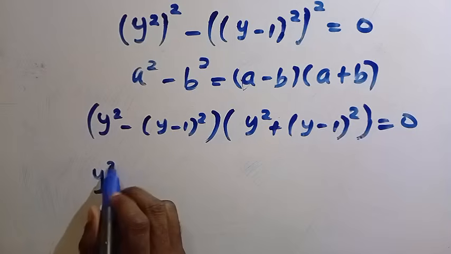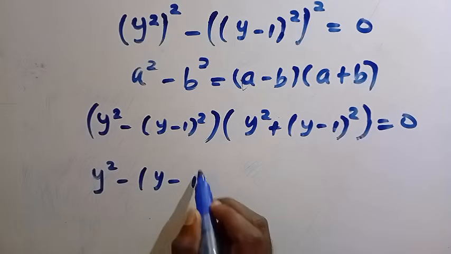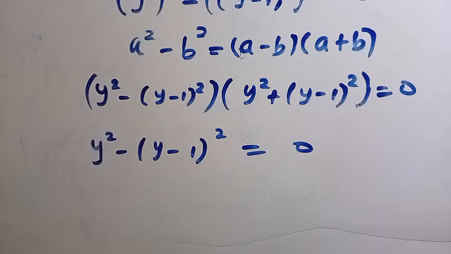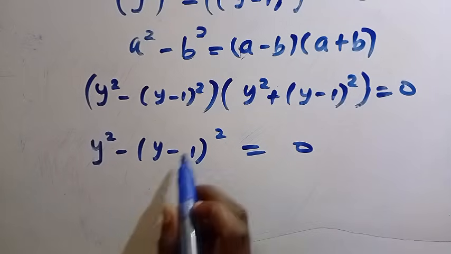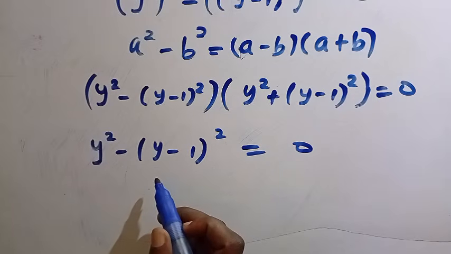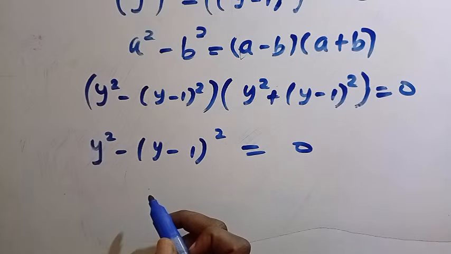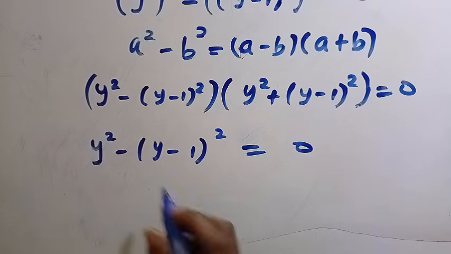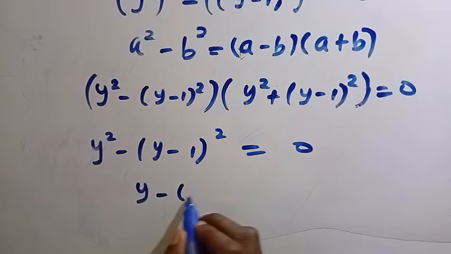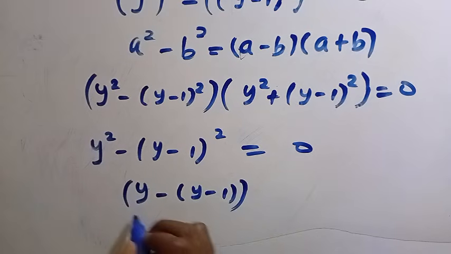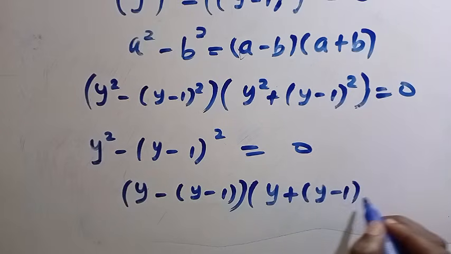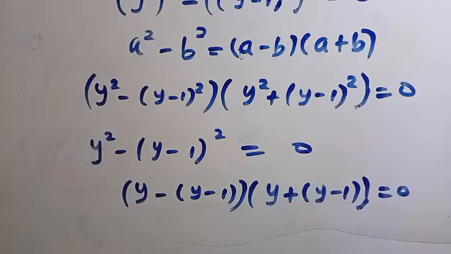From the first one, we have y squared minus (y minus 1) squared equals 0. By providing the solution to this, it will be very easy for us to expand this. And if we cannot expand this as well, we can still apply the same method we applied above, difference of two squares. So let's do that. Here we have y squared minus (y minus 1) squared, which we can write as (y minus (y minus 1)) multiplied by (y plus (y minus 1)), all equals 0.